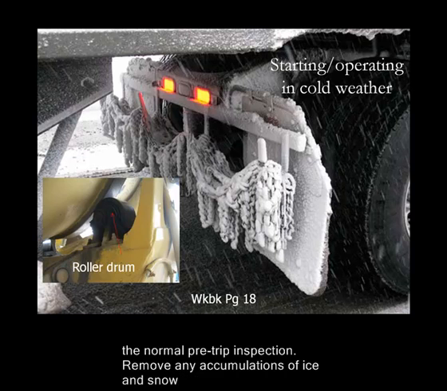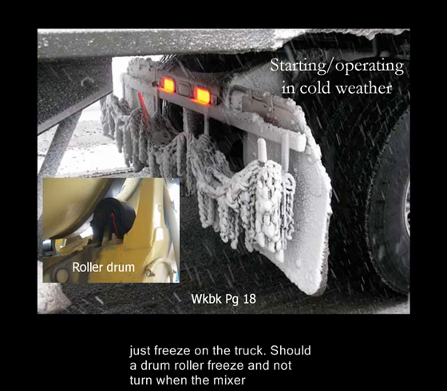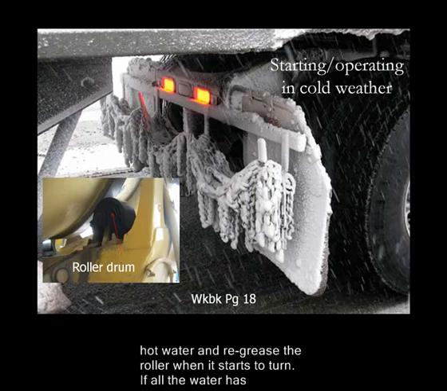In the startup process, perform the normal pre-trip inspection. Remove any accumulation of ice and snow from the vehicle. Do not use water to defrost or remove snow and ice. The water will just freeze on the truck. Should a drum roller freeze and not turn when the mixer is engaged, do not use a torch to try to defrost it. Spray the roller with warm or hot water and re-grease the roller when it starts to turn.